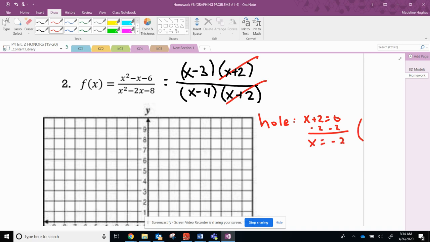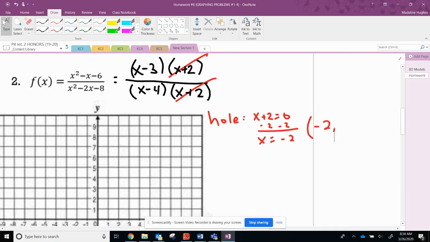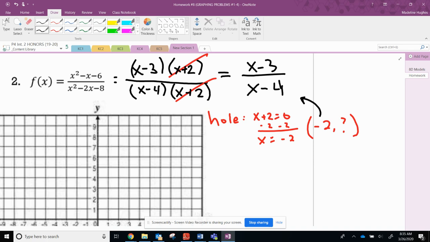Okay, and on one of the videos, I said x is negative 2, and then I need to find the y. So I have to figure out what that y value is. So to do that, I'm going to plug it into the equation. And just to make it easier, we'll plug it into the simplified equation, which I didn't finish writing. It was x minus 3 on top and then x minus 4 on bottom. That's after I simplified. So I have to plug negative 2 into this function.